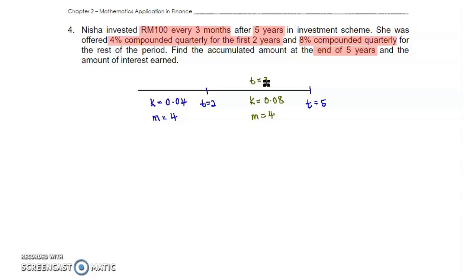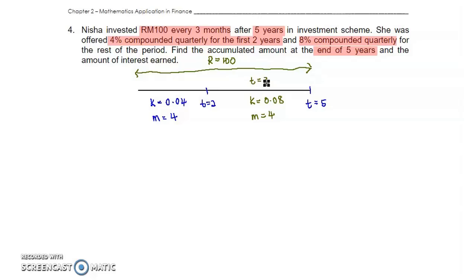In this question, it does not mention whether after 2 years there is no more deposit or annuity. So the annuity of 100 ringgit that Nisha pays every 3 months is for the whole 5 years. From the beginning till the end of year 5, Nisha pays 100 ringgit every 3 months. In the previous example, after 2 years there was no more deposit. But in this example, from beginning to end, there is an annuity.